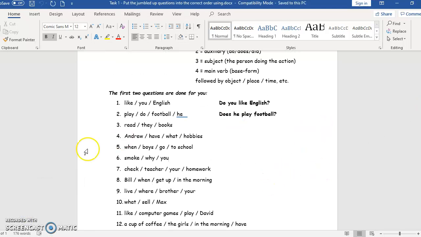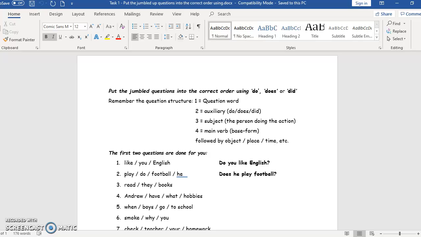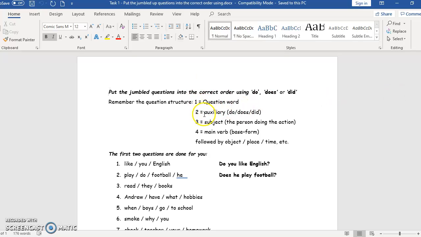Here I just want you to put the words into the correct order to make a question. Remember, question word, help verb. If there is none in the sentence, you need to put do or does or did into it, depending if it's past or present, if it is any person or if it's third person singular, he, she, it. Then number three is the subject, the person doing the action, and number four is the main verb in the base form, the way you find it in the dictionary.